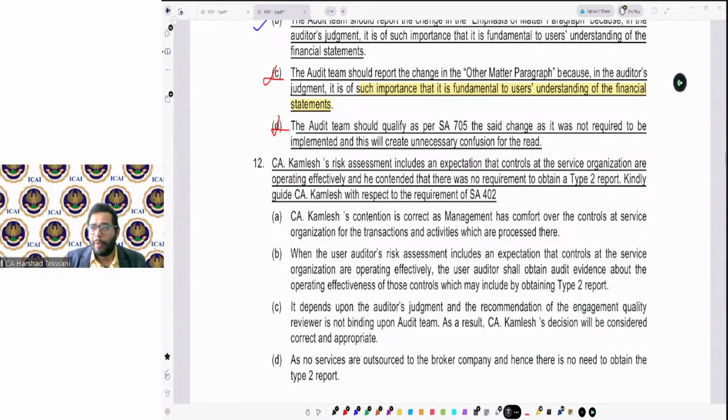So, what is the requirement when we talk about, for example, audit considerations relating to an entity using a service organization? When I'm considering the requirements of SA 402 on service organizations, what is the appropriate way, or what is the requirement of a type 2 report, when am I required to take a type 2 report? At what point in time can I say, okay, the type 2 report is necessary for me?